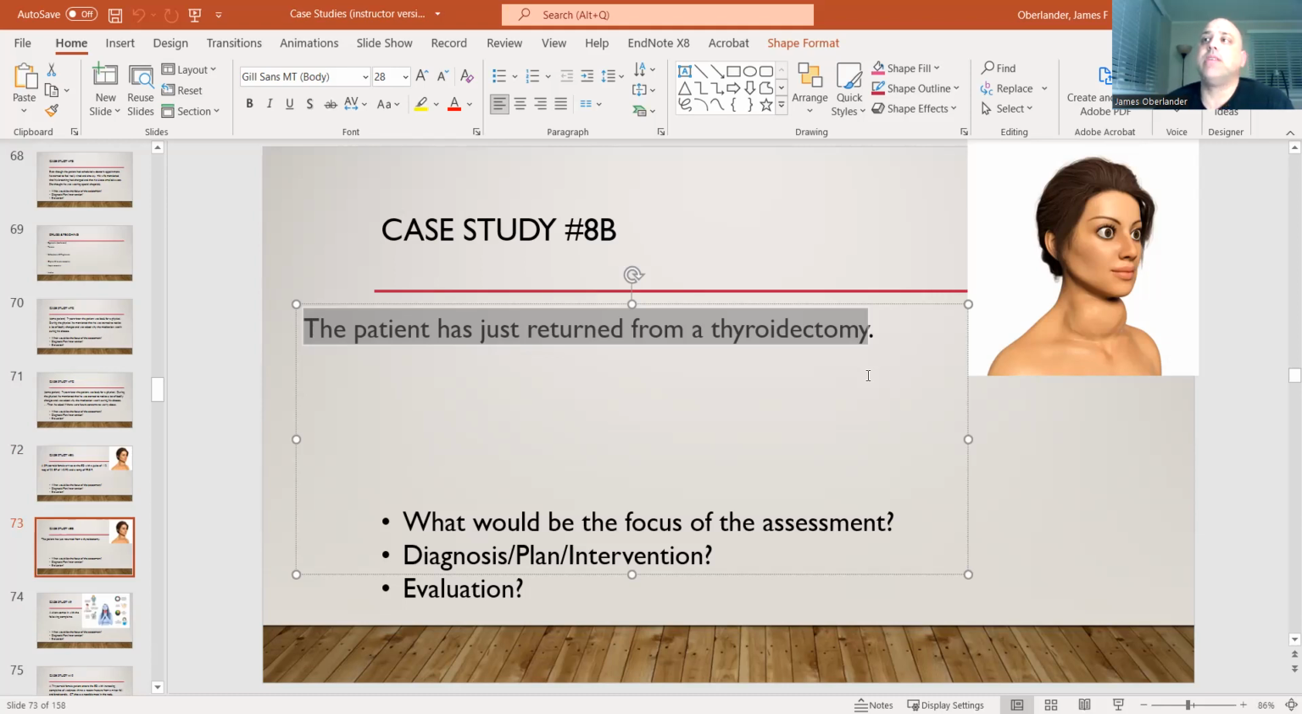So hypocalcemia and thyroid toxicosis are the two things that we're worried about. How did they come into play? Why are we at risk for having hyperthyroidism after we cut it out? Why are we at risk for hypocalcemia immediately after cutting it out?